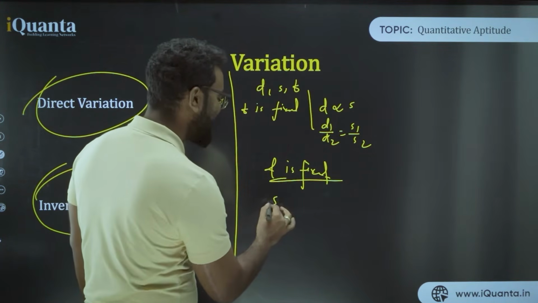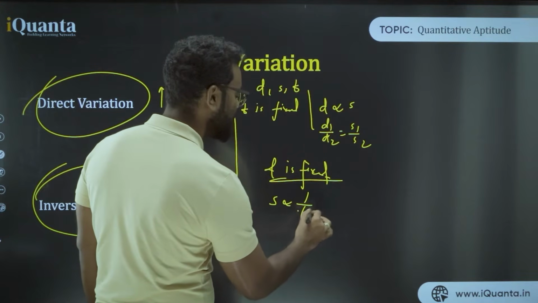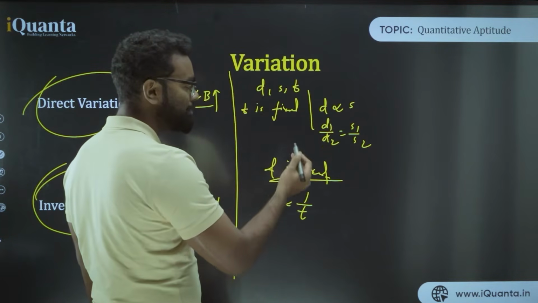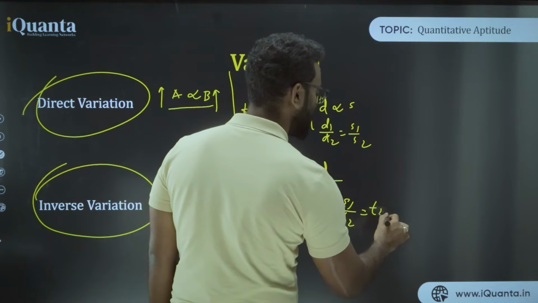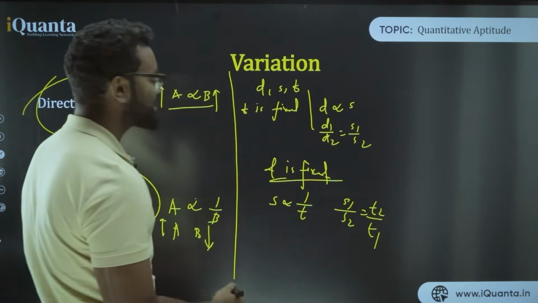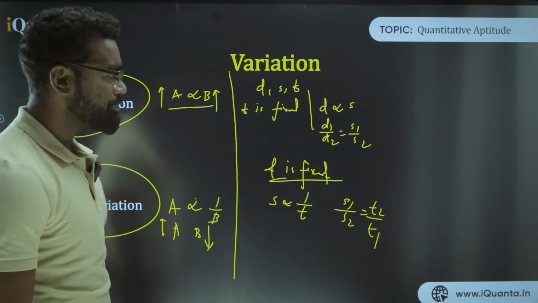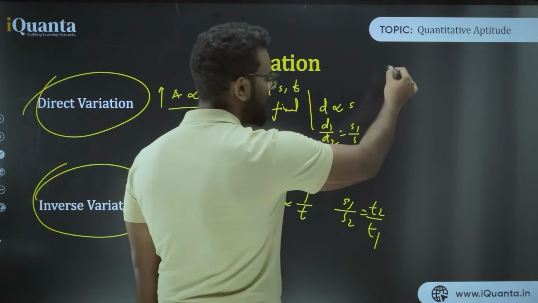So I can say S is inversely proportional to T. That means if S is increasing, T will decrease. So I can also write S1 upon S2 is the same as T2 upon T1. So please understand, this is the concept. Very, very important.